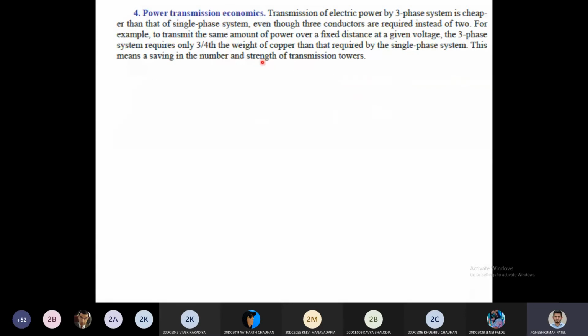So why the strength of the transmission tower and the number of towers? If I want to hang a weight from something, then that something has to be heavier. So if my weight is less, then the tower strength can be somewhat less compared to what is required for a single phase transmission. That's why it is given: strength of transmission tower and number of transmission towers.